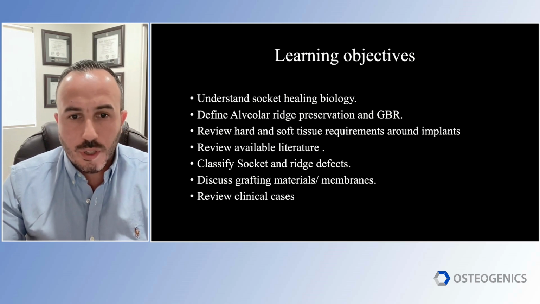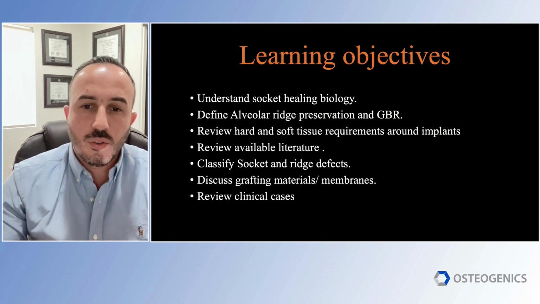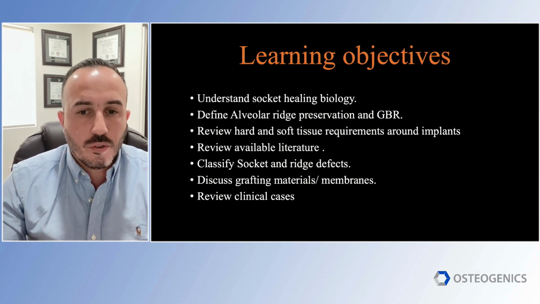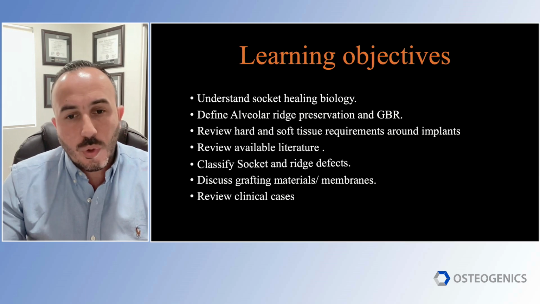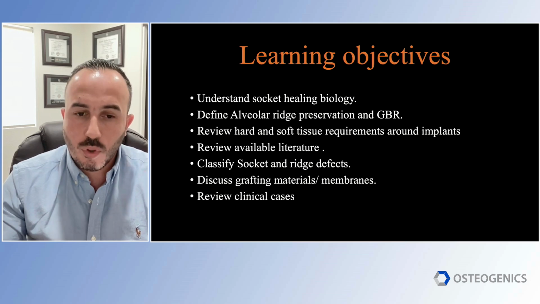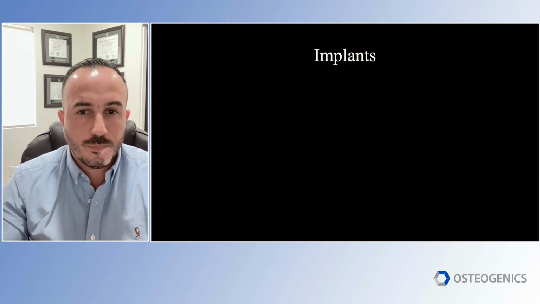So what do we want to learn today? We would like to understand the socket healing biology. We want to define alveolar ridge preservation and GBR. We want to see what are the hard and soft tissue requirements that we need around our implants. We want to see what the literature says about that. In addition, we want to classify the sockets and the ridge defects, look at what grafting materials and membranes options we have, and review clinical cases, where I'll try to spend most of the time showing you as many cases as possible in order for me to help you get the maximum benefit out of this.